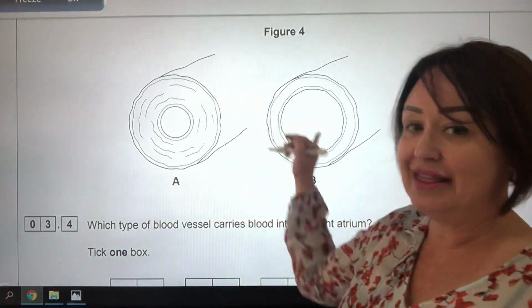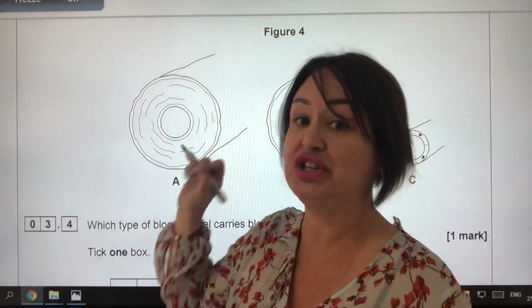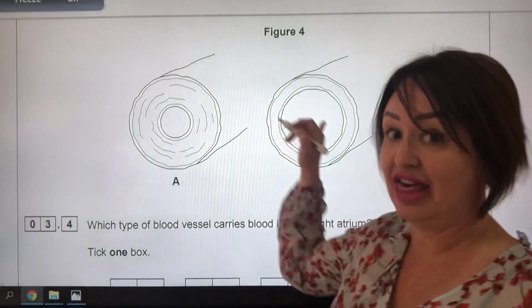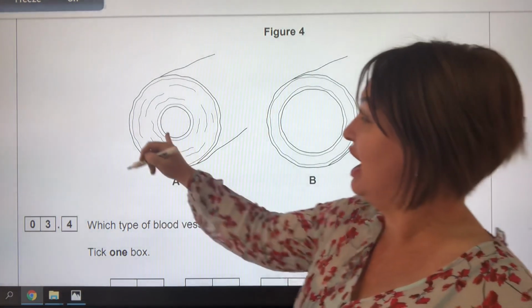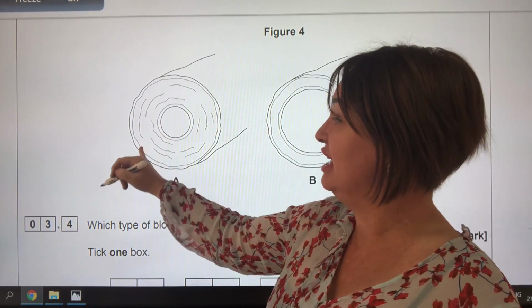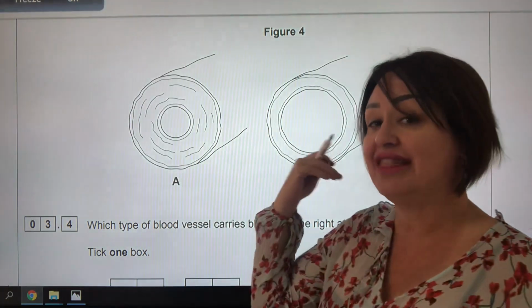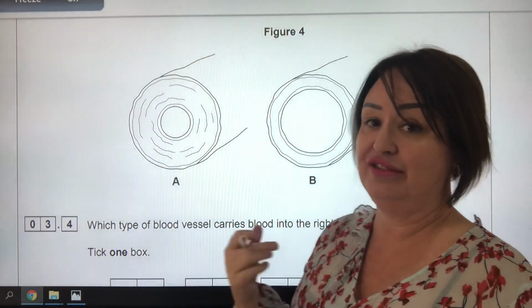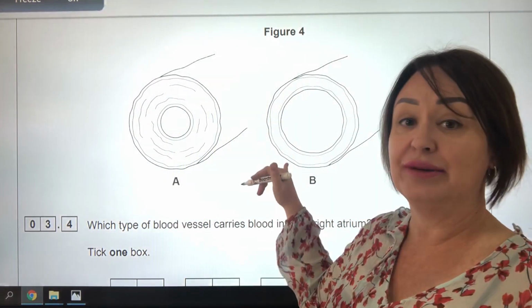We don't have to say anything about the vein because we've used the word smaller, which implies that it's smaller than the vein. We can also say that the artery has a thicker elastic wall. Okay, we've used the word thicker, it's comparative vocabulary. So we don't have to say anything about the vein.